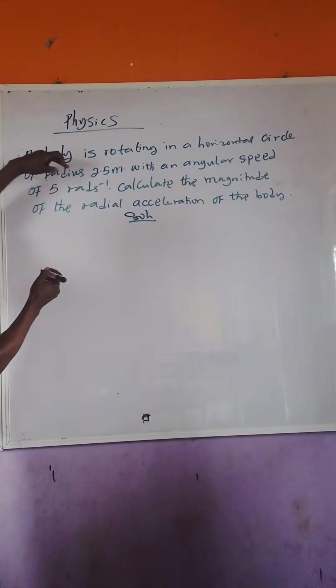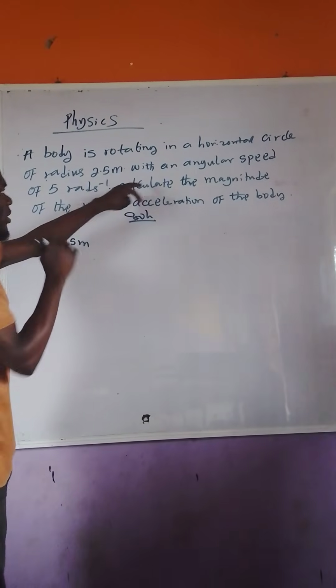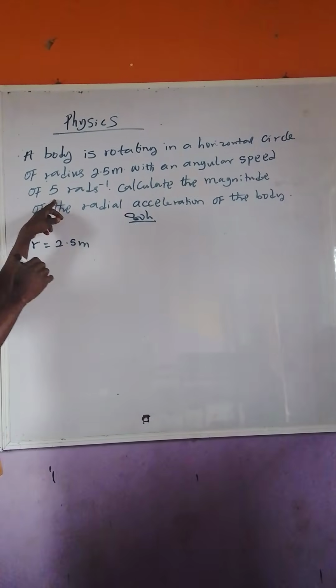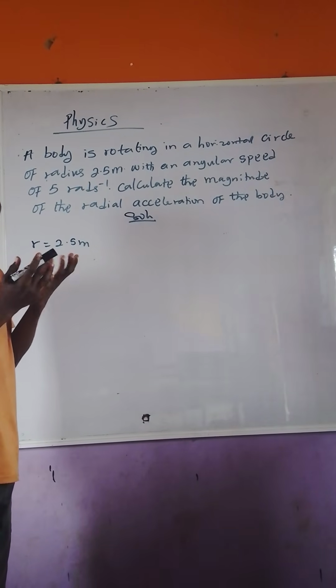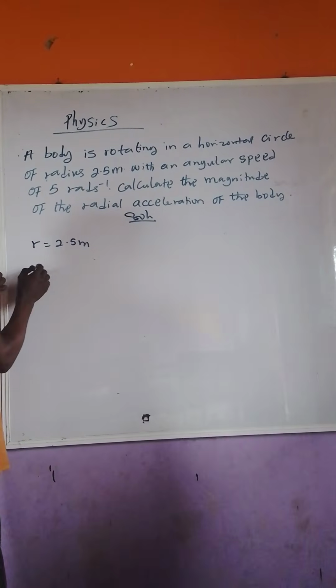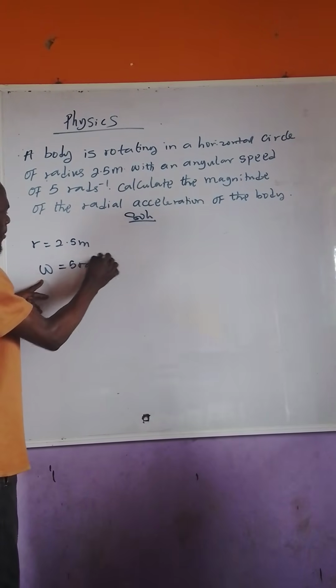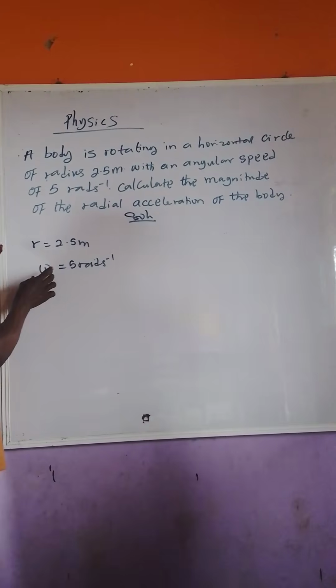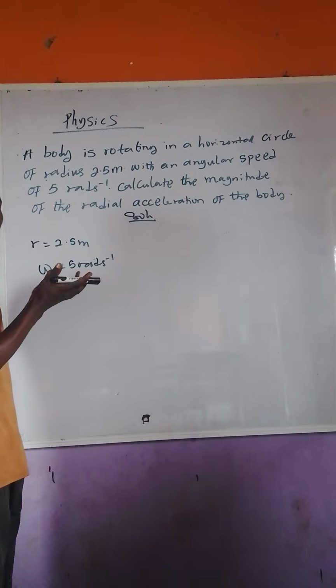We are given a radius of 2.5 meter with an angular speed of 5 rad per second. Now what is the angular speed, in terms of units? That's what they call omega, okay? Call it omega, which is equal to 5 rad per second. You know this omega has this unit. You have to calculate the magnitude of the radial acceleration of the body.